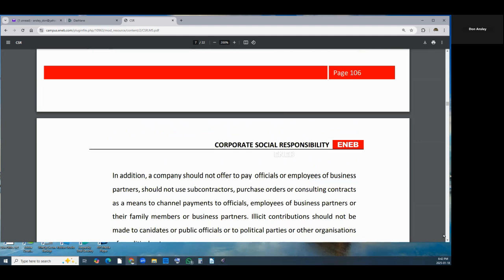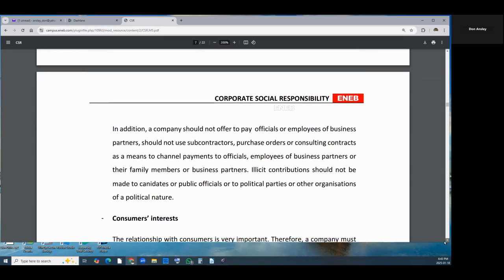In addition, the company should not offer to pay officials or employees of business partners, and should not use subcontractors, purchase orders, or consulting contracts as a means to channel payments to officials, employees of business partners, or their family members or business partners. Illicit contributions should not be made to candidates or public officials, or to political parties or other organizations of a political nature.